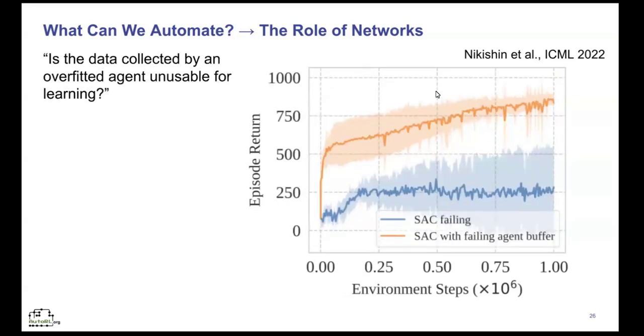Now the question is, is the data collected by such an overfit agent unusable for learning, right? Are we losing information by using this overfit agent to generate new data? And it turns out, if you train the same agent twice, first, in this case, with a high replay ratio, you get stuck with an agent overfit to the early experiences, but you were able to do some learning at least, right? So you're not stuck with a random policy anymore. You're stuck with a somewhat well-performing policy, and then you cannot learn anymore, but you use it all the time for generating new and new data.